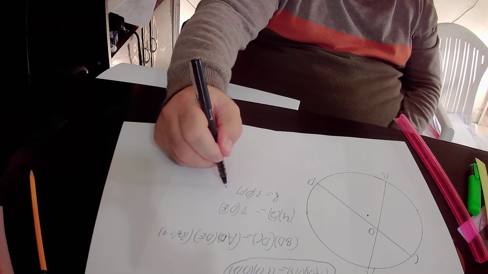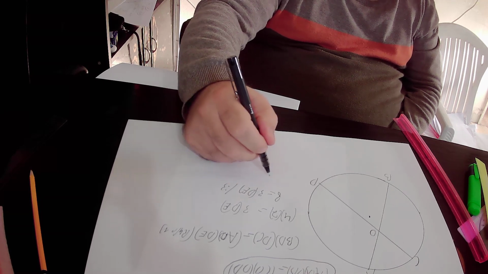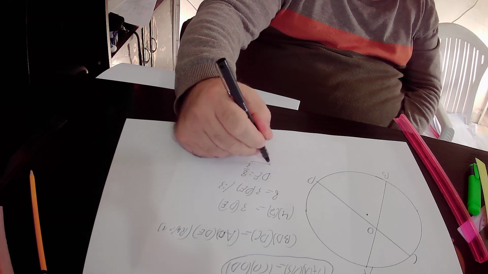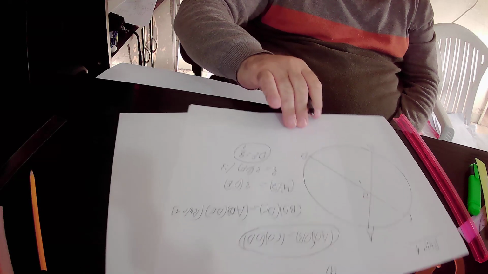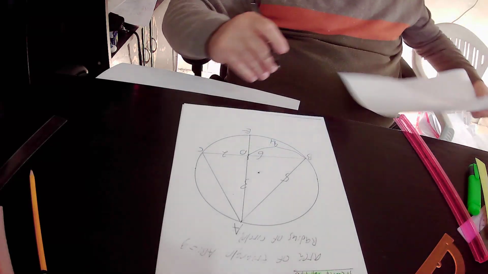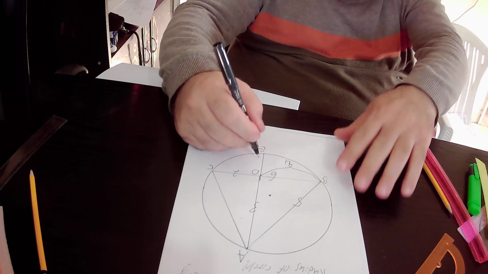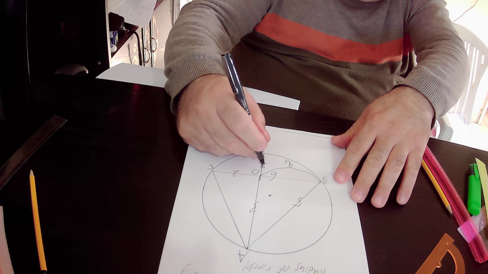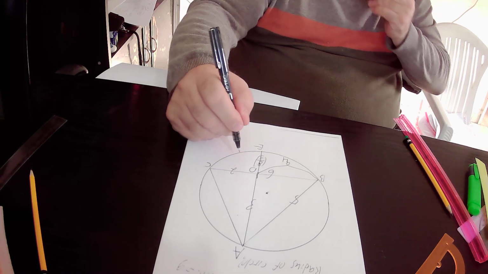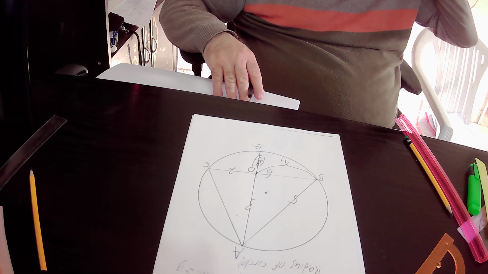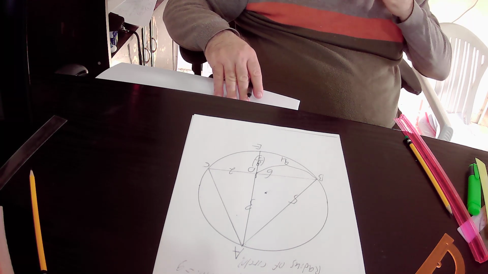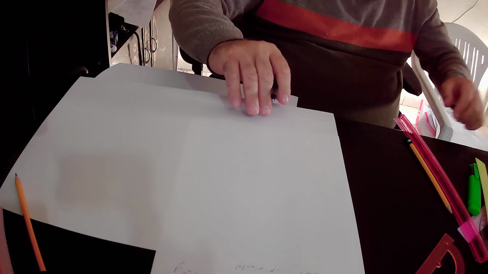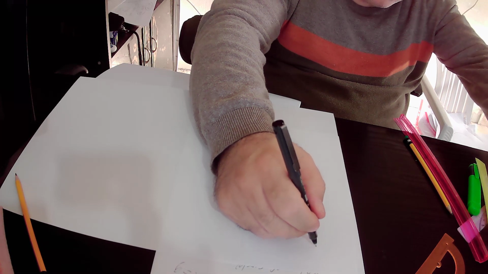Here we'll divide this equation by 3 and we'll get that the missing DE equals 8 over 3 units. So if we know that DE equals 8 over 3 units, you can write here that DE equals 8 over 3 units. In the next step, I will present to you rule number 2. So this will be rule number 2.